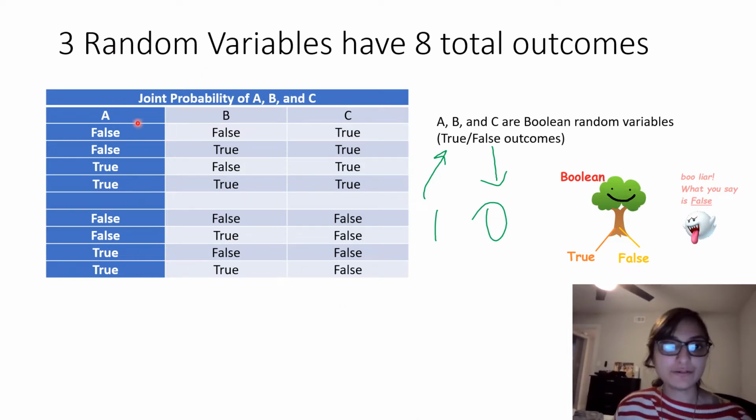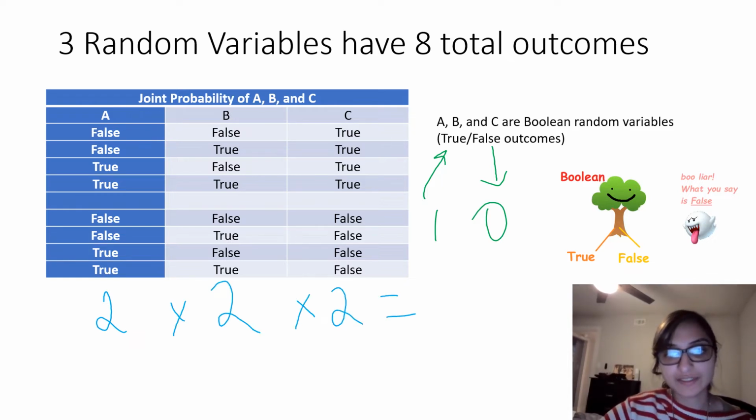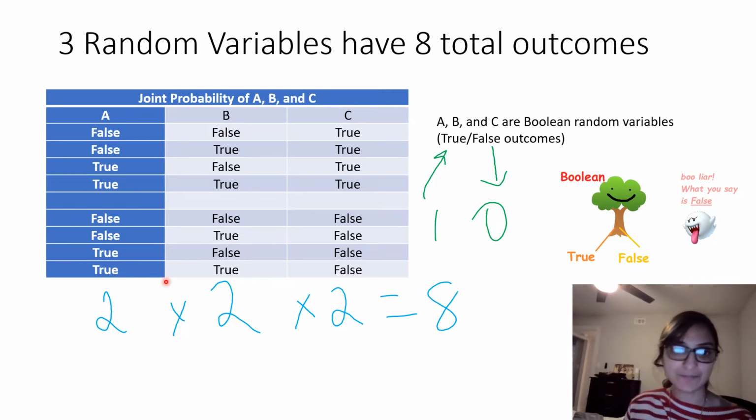So for these three random variables, A, B, and C, because they can each have two outcomes, we have 2 times 2 times 2, which is 8 total outcomes. So we can have all three false, or A false, B true, C true, A true, B false, C true, or A true, B true, C true. So all three being true, or A false, B true, and C false, or A true, B false, and C false, or A true, B true, but C false. So we have 8 total outcomes.